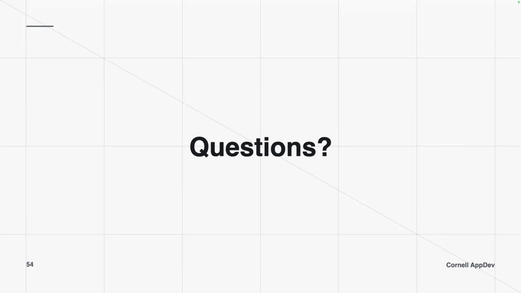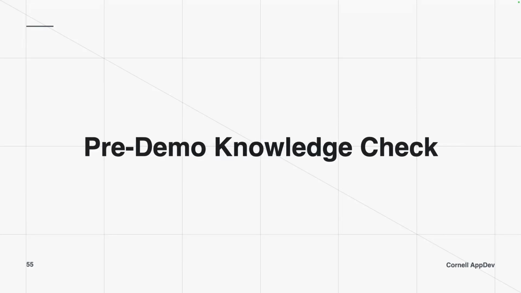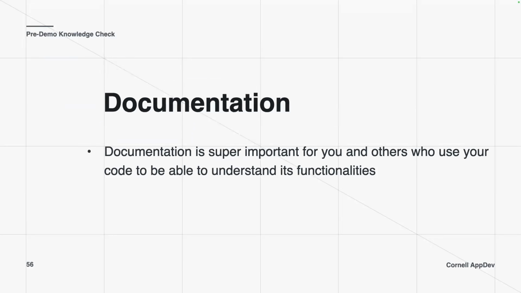All right, cool. So next is the pre-demo knowledge check. First, documentation is going to be super important in this course. It's going to be part of your final project. It's really important for you and also for others to understand your code, because for the final project, you'll be working with others. And if they don't know what's going on with your code, then that's not really good.